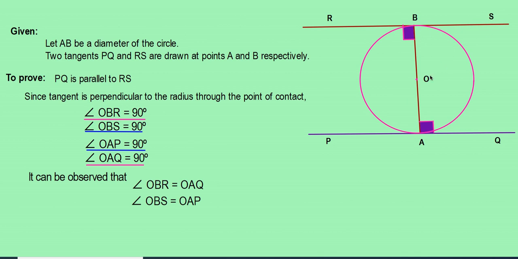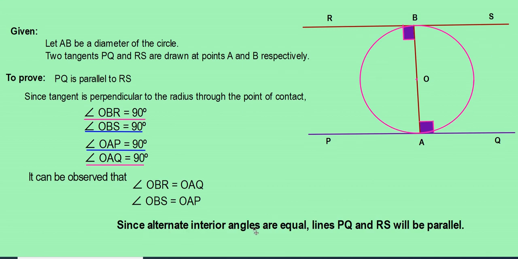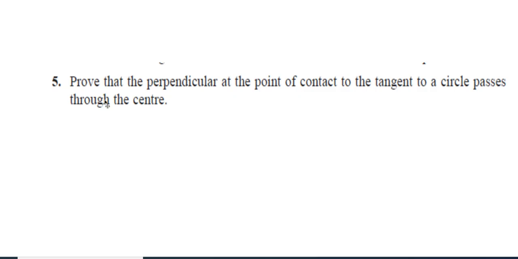Now look at the figure. OBR and OAQ both are alternate interior angles and they are equal. If alternate interior angles are equal, you can say lines are parallel. So we can write, since alternate interior angles are equal, lines PQ and RS will be parallel. Hence it is proved. Next question is: prove that the perpendicular at the point of contact to a tangent to a circle passes through the center.